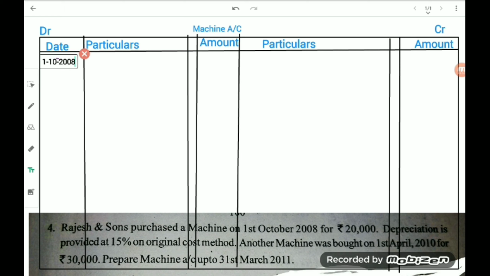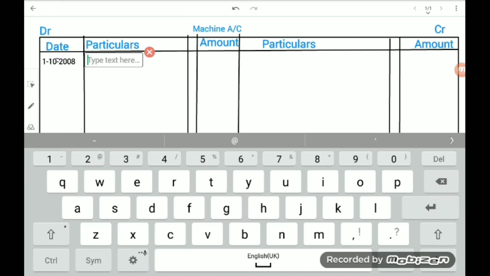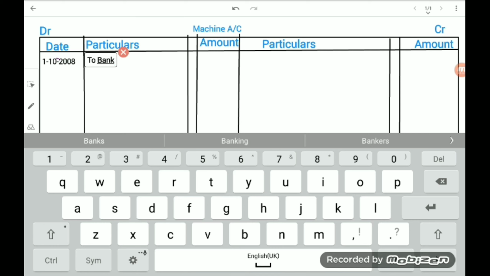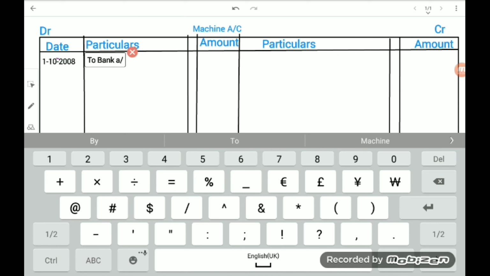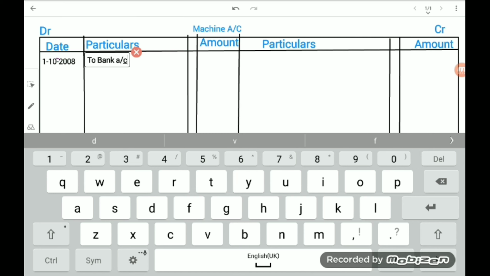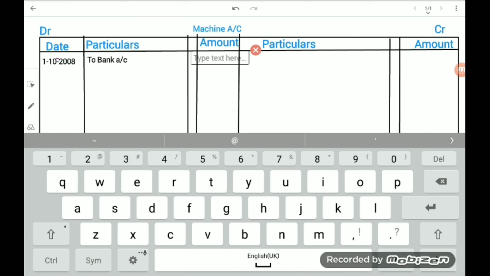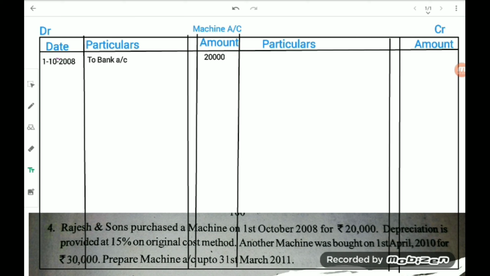Next. So what do we write? We write here to bank account. If a machine is purchased, what do we need to write? We need to write to bank account. Why should we write to bank account? I have explained in our earlier class. For how much amount? For 20,000.